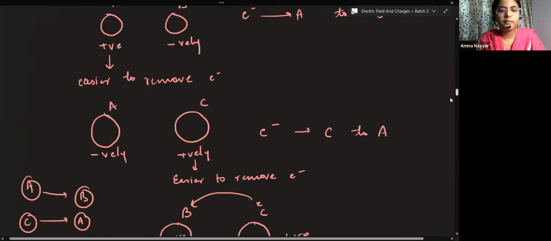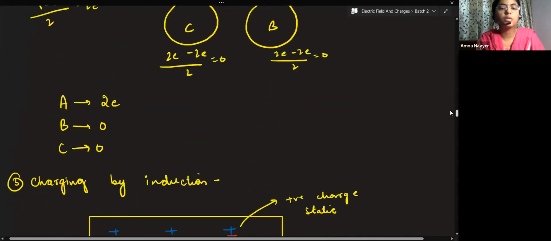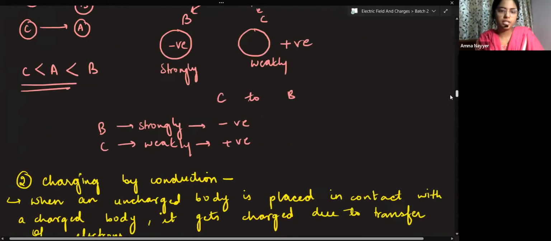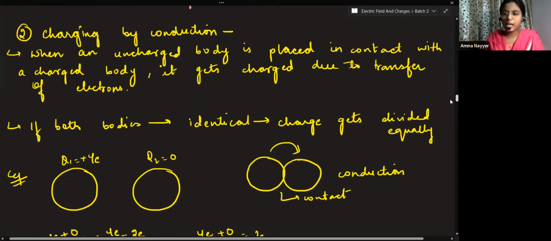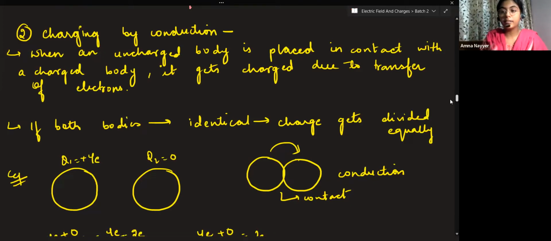Then we have charge. In charging by conduction, remember one more thing. If both the bodies are identical, what is meant by bodies being identical? If you have spheres, then the radii of both the spheres are equal. So if both the spheres' radii are equal, then we say both the bodies are identical. If two bodies are identical, then the charge gets distributed equally.